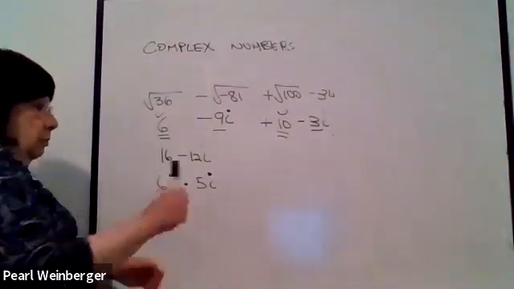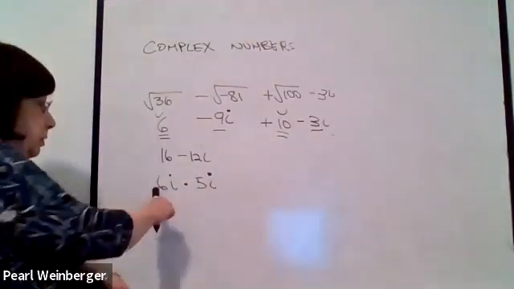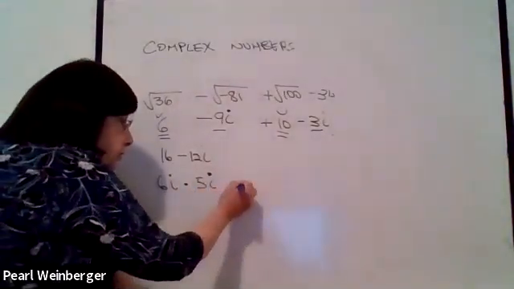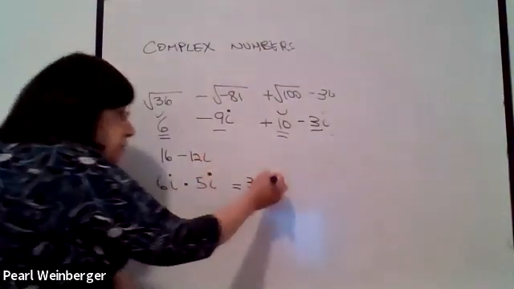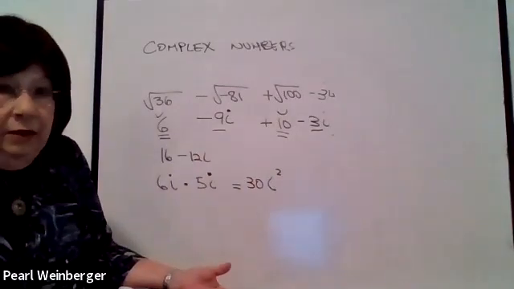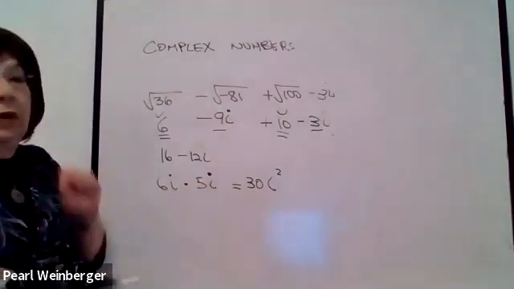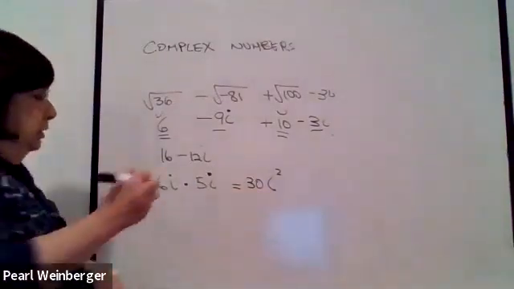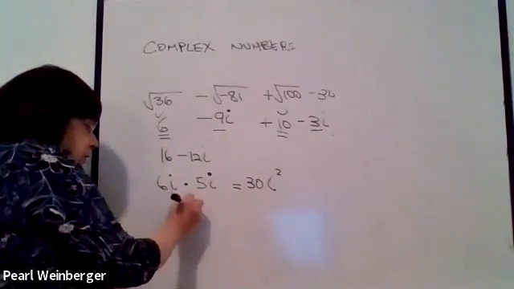Well, guess what? I'm going to use my rules of algebra. 6i times 5i, I'll just multiply the 6 times the 5, which will give me 30. And the i times the i gives me i squared. As simple as that. Regular algebra. The only thing is I want to examine what it means when we have i squared. What happens when I multiply i times i?